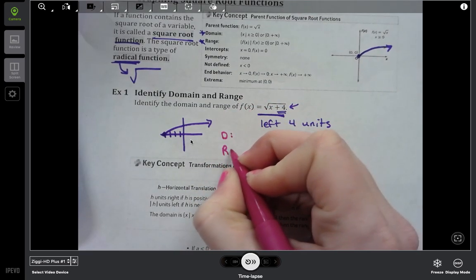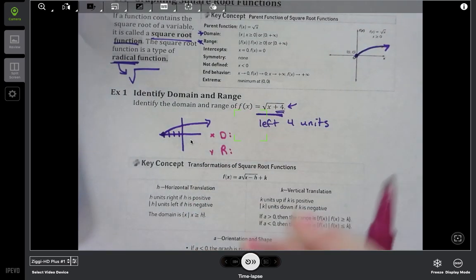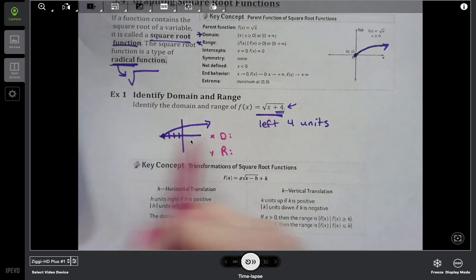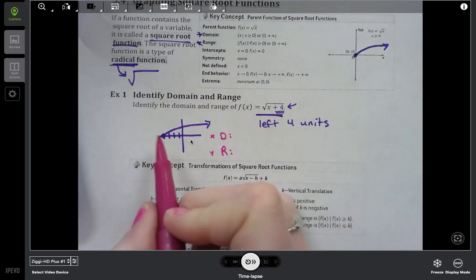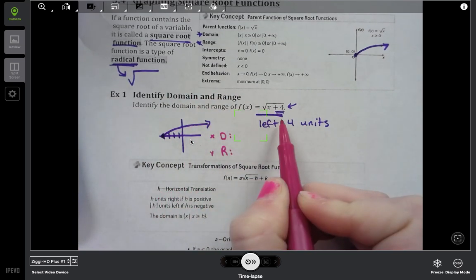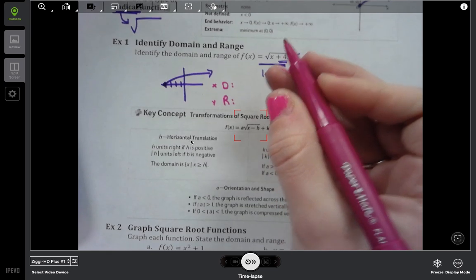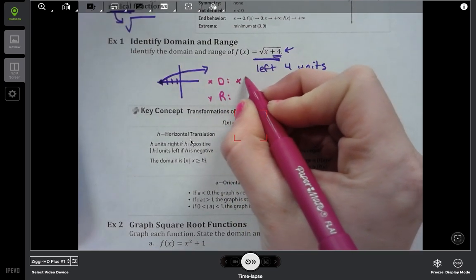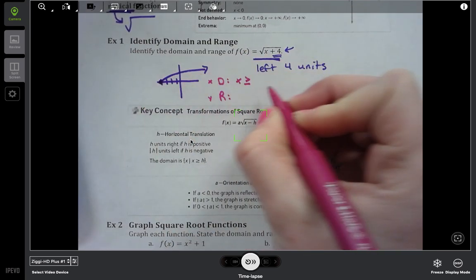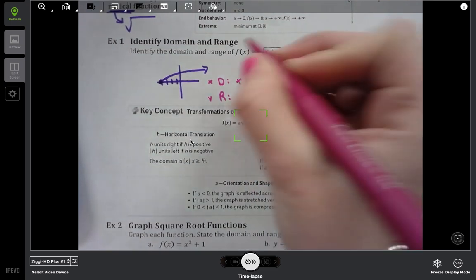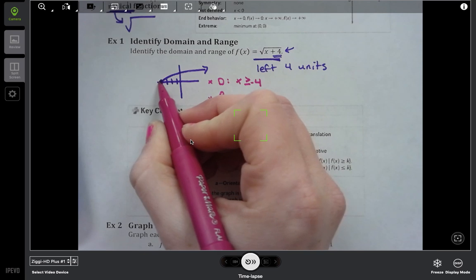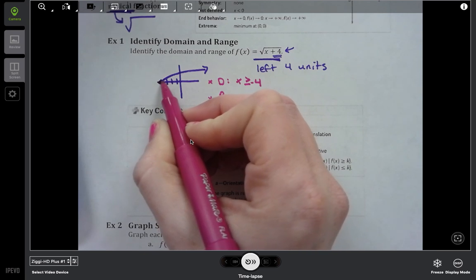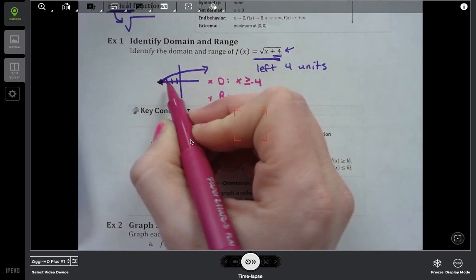Domain, range. Domain is your x's, range is your y's. So domain x is going left and right. We're looking left and right at how far he's going, okay? He's starting here and he's going forever to the right side, okay? So basically what's happening is all of your x's are greater than or equal to -4, okay, because that's as far to the left as he's going, all right? He's starting here and he's going forever to the right, all right?